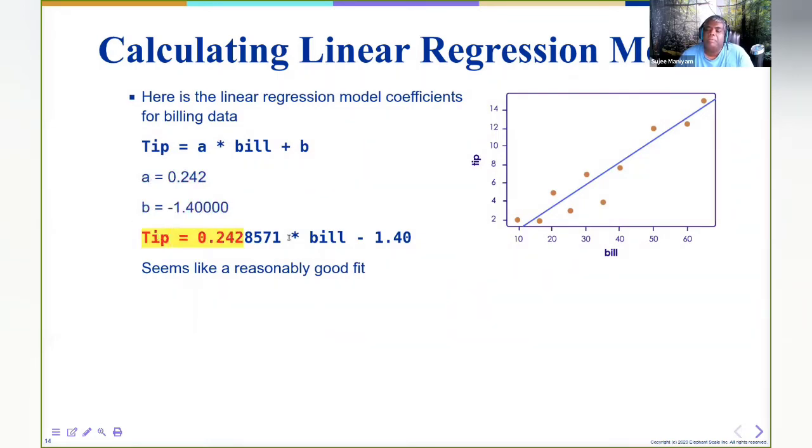So my formula becomes like this. Tip equals a, which is 0.24, times bill amount, and b is minus 1.2. B can be negative, meaning my line can intercept the axis at the bottom, so I have a value below 0. So this is my formula. We will see how I came to this formula, but just go with me for now.